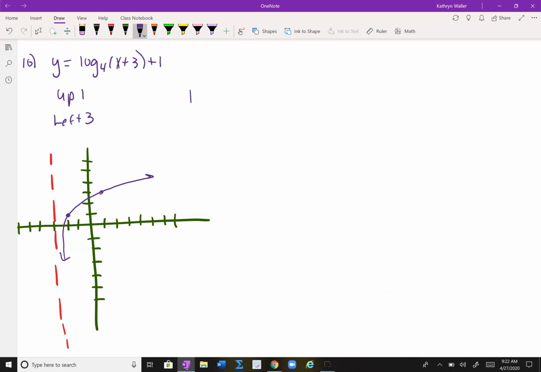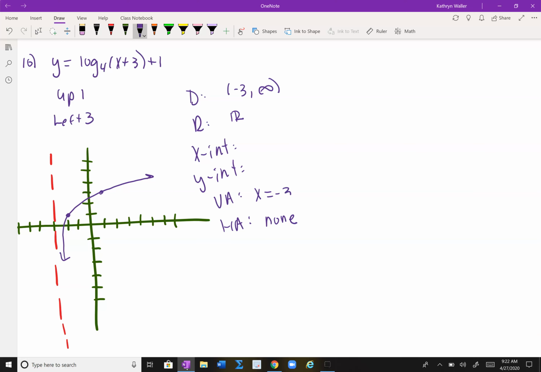And now they want domain, range, x-intercept, y-intercept, vertical asymptote, and horizontal asymptote. Look at the graph. The domain is negative 3, but it never touches it, and bigger. Range is bottom to top, so that would be everything. X-intercept is going to be ugly. Y-intercept is going to be ugly. That asymptote is vertical, so the horizontal would be none, and the vertical is going to be x equals negative 3, okay?